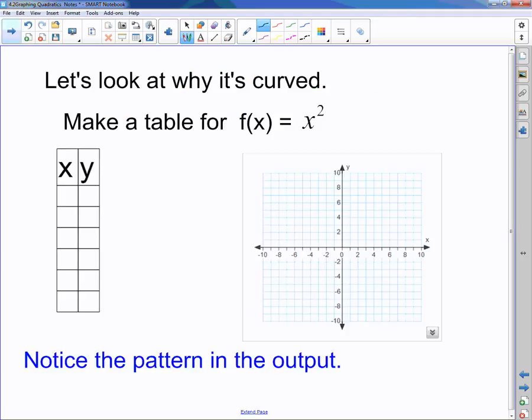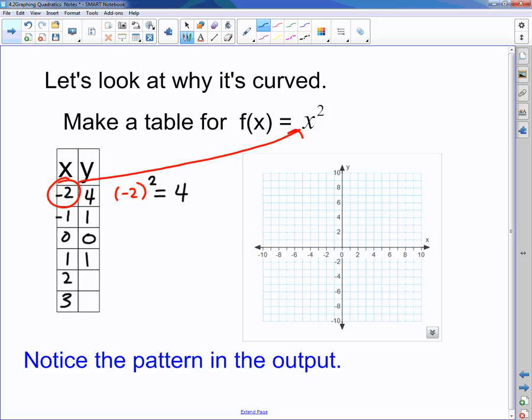So we're going to fill out this table real quick and just figure out why it's U-shaped. So if I just plug some x values in here real quick, I'm just going to plug this x value into the equation. So I'm going to take negative 2, and I'm going to square it to get 4. And I'm just going to do that same thing. So negative 1 squared is 1, 0 squared is 0, 1 squared is 1, 2 squared is 4, and 3 squared is 9.